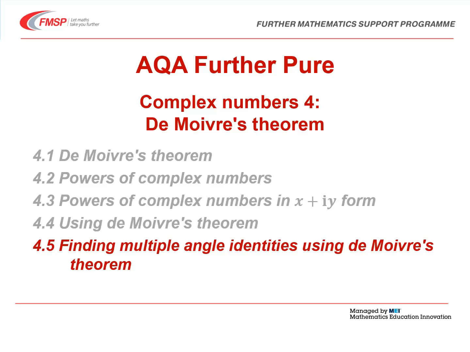This is a video for AQA Further Pure, Complex Numbers 4: De Moivre's Theorem, 4.5 Finding Multiple Angle Identities using De Moivre's Theorem.